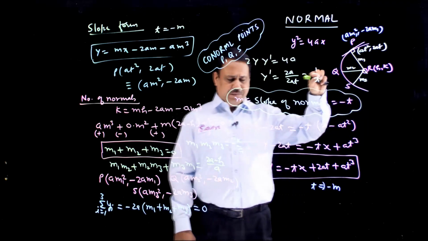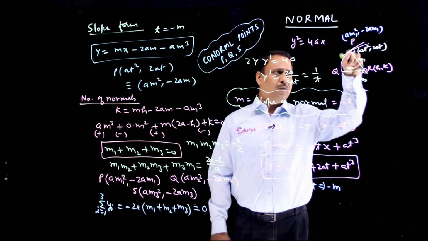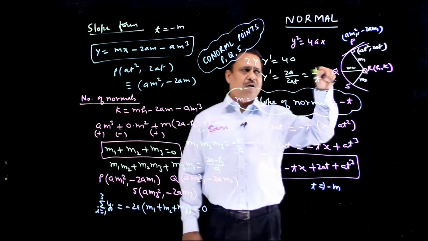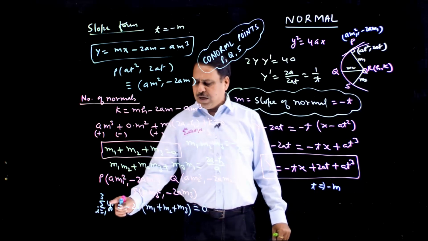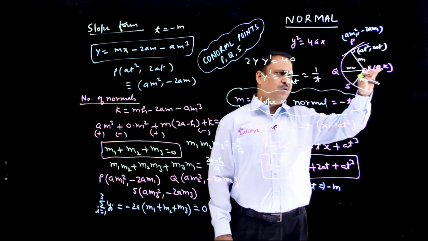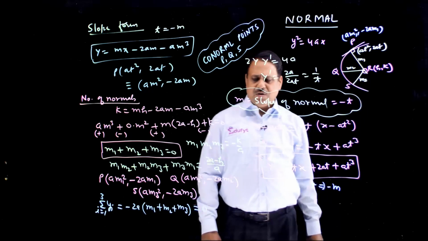Again, I am repeating that. The centroid of the triangle formed by three conormal points P, Q, S will always lie on the axis of the parabola. Why will it lie there? Because y1 plus y2 plus y3 will be 0. The y coordinate will be 0. When y is 0, it will lie on the x-axis. And in this case, the x-axis is nothing but the axis of the parabola.